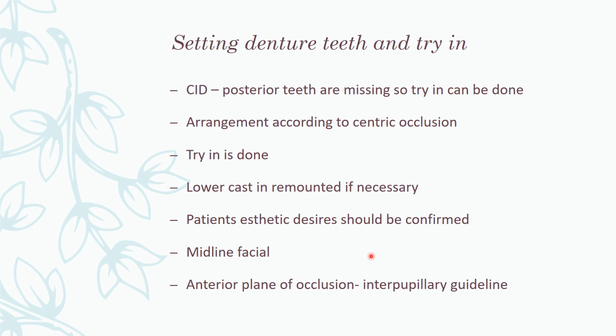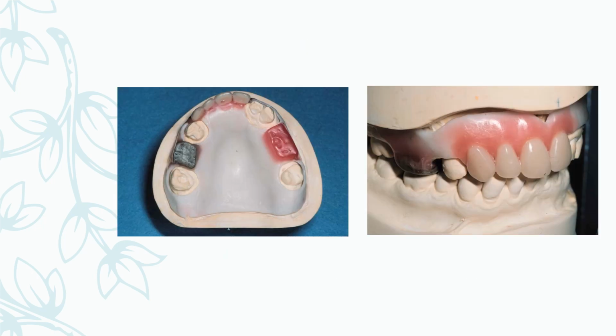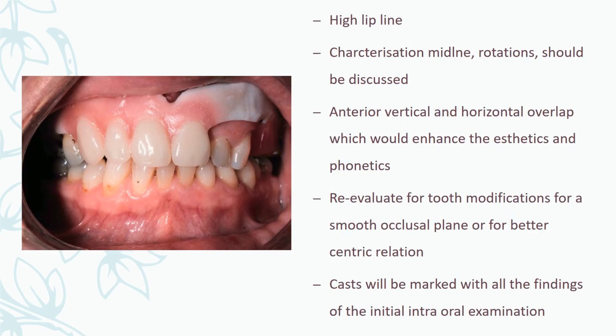Patient's aesthetic desire can be confirmed. Midline has to be checked. Anterior occlusal plane, interpupillary line, everything has to be followed and checked. Okay, so you can see that there's a bite being taken, and anterior teeth try-in can be done. Otherwise, these are the bite blocks for taking an occlusion.